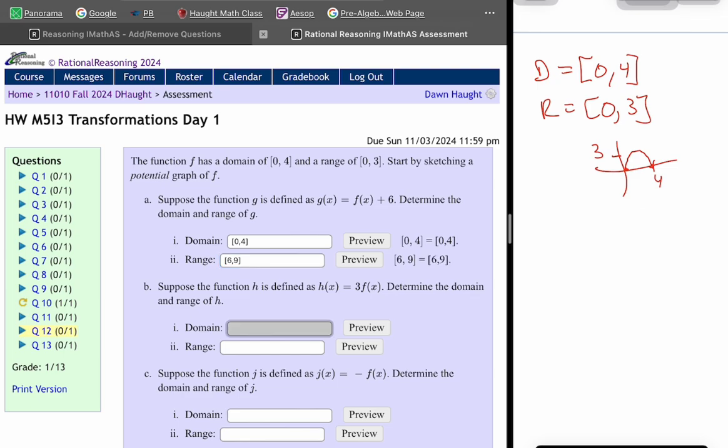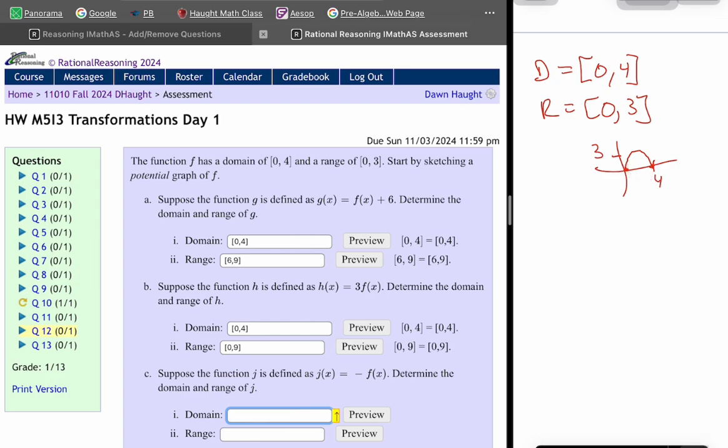If you put a 3 in front of the function, it's going to stretch. Instead of going from 0 to 3, it's going to go from 0 now to 9. So the domain hasn't been affected, still 0 to 4. But our range now goes, if you multiply by 3, you get 0 to 9.